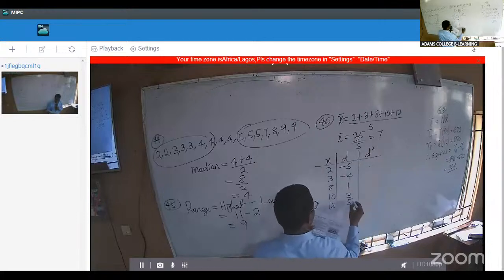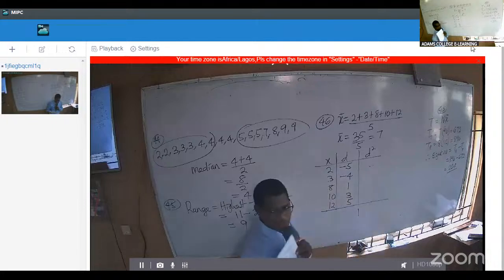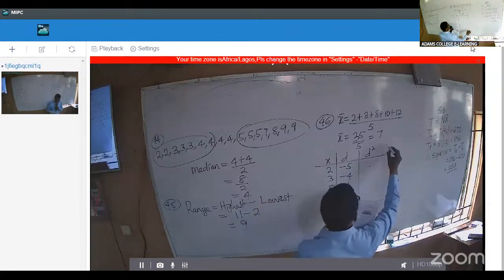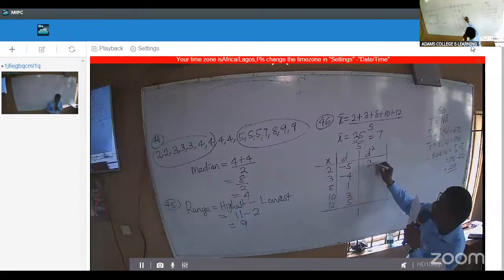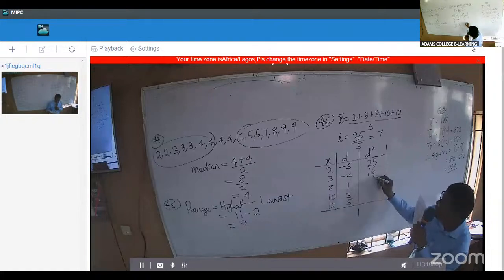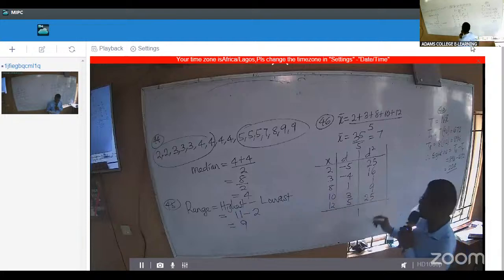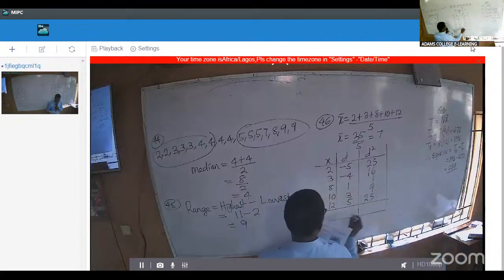That's it. We now find d squared. You will square it. What is minus 5 squared? 25. What is minus 4 squared? 16. Then 1 squared, 3 squared, and 5 squared. And the summation of d squared. What do you get?